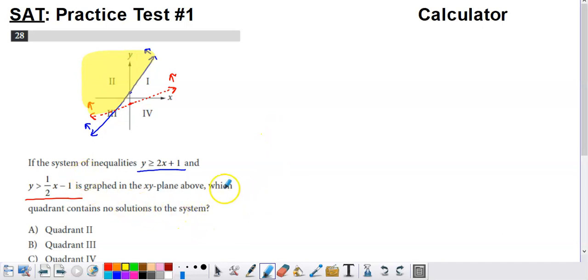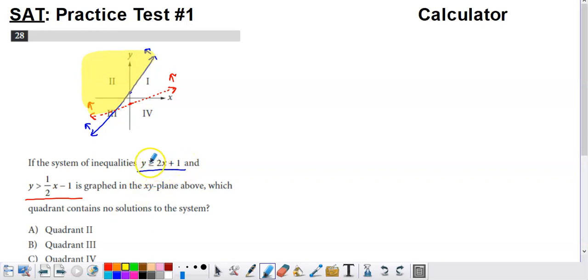And it says if the system of inequalities is graphed in this plane, which quadrant contains no solutions to the system? So it should hopefully make a lot of sense that if you actually try to graph that solution, you're going to end up being able to develop the answer without too much effort once that's done, as long as it's done properly. So I chose to graph this first inequality in blue.